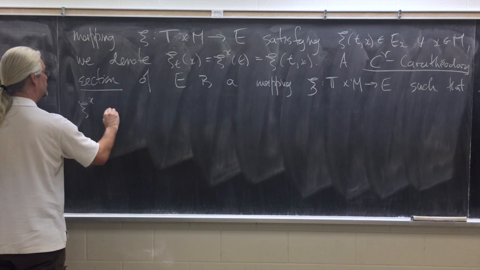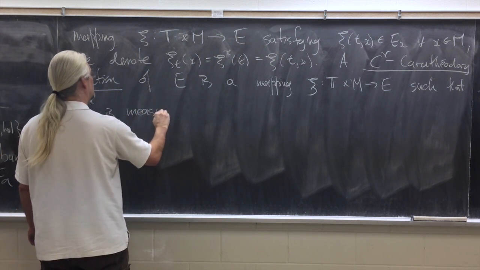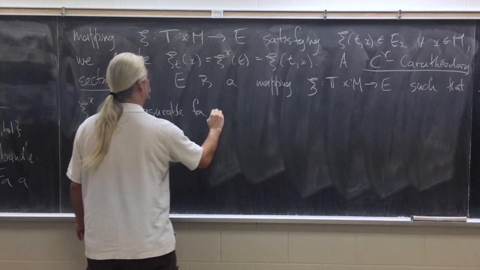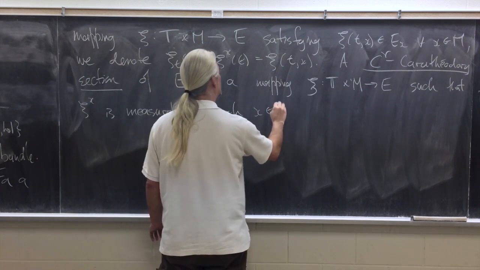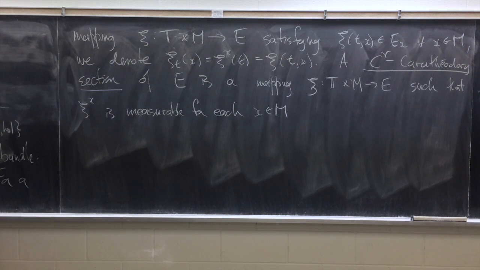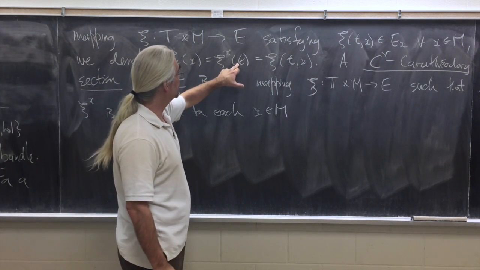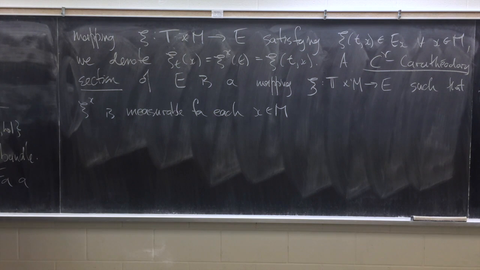C sub x is measurable for each x. So you freeze an x. Then this mapping, C sub x, is a function of t, and it takes its values, of course, in the fiber, E sub x. And the fiber E sub x here is a finite dimensional vector space, so there's no ambiguity about what measurable means there. The finite dimensional vector space will have its standard Euclidean topology.